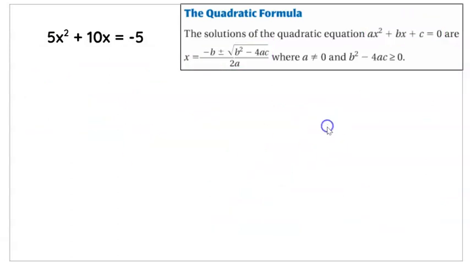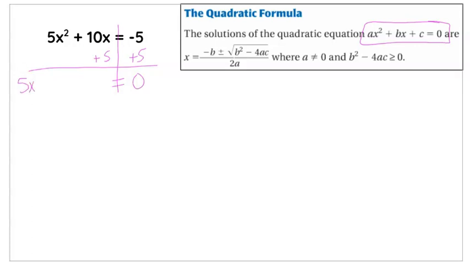All right, let's try another example. We have 5x squared plus 10x equals -5. So the first thing we need to do is check, is our equation written in this form? It's not, because it's not equal to 0. So we want to go and undo that -5 with a +5 on both sides, which will give us 0 on the right. Then on the left, we just want to make sure we're writing it down in standard form.